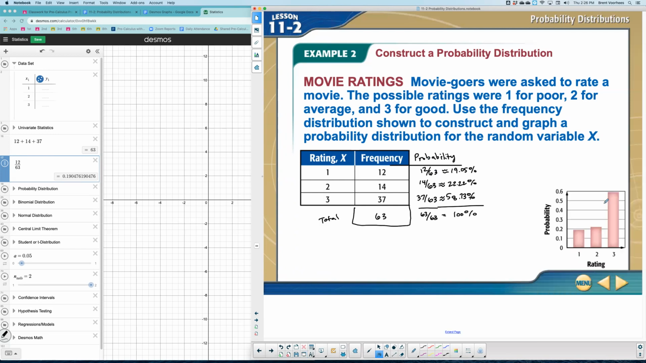And so a probability distribution might look something like this, where you graph the rating, and then you show the probability. So you wouldn't put the frequency over here, you'd put the probability. We know this is basically let's call it 19.1%. This right here is 22.2%, and this would be 58.7%. That's the idea there.